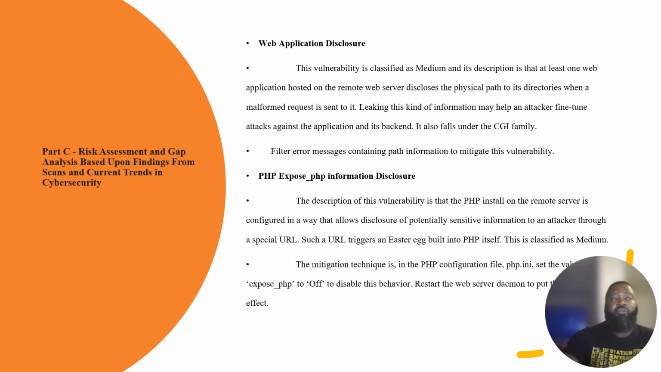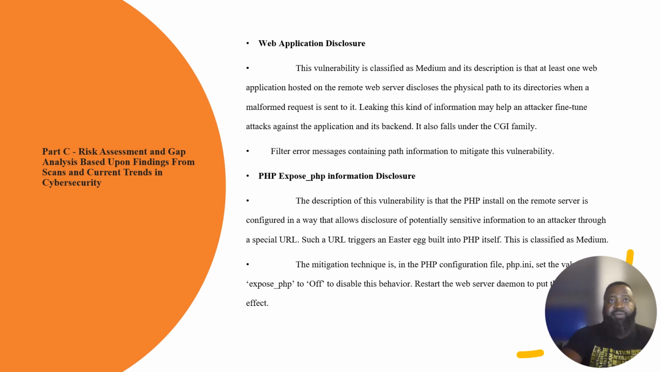Web application disclosure. This vulnerability is classified as medium, and its description is that at least one web application hosted on the remote web server discloses the physical path to its directories when a malformed request is sent to it. Leaking this kind of information may help an attacker fine-tune attacks against the application and its backend. It also falls under the CGI family. To mitigate this vulnerability, filter error messages that contain path information.